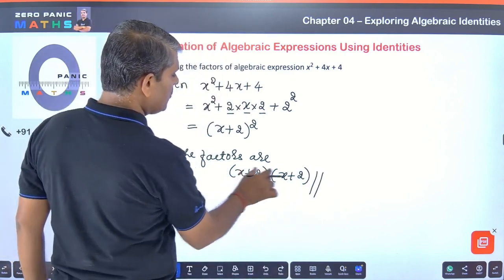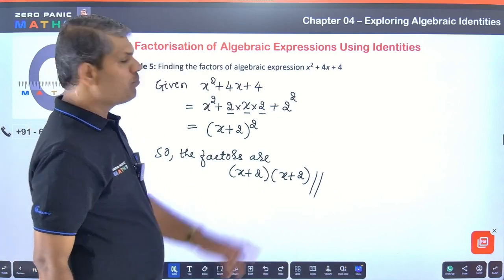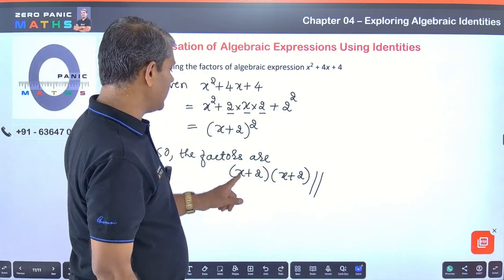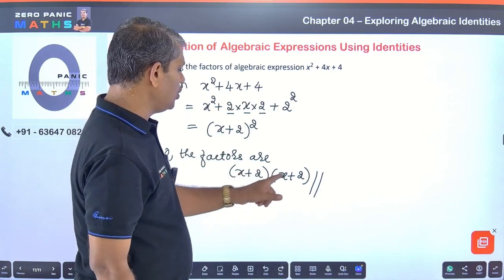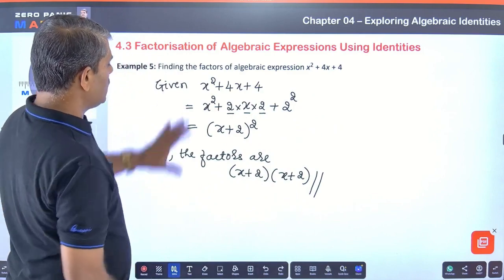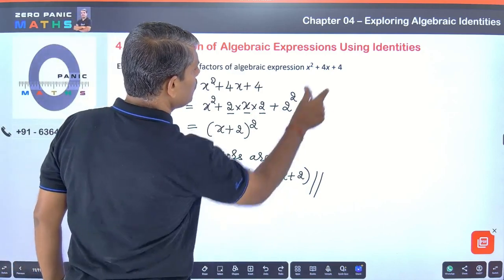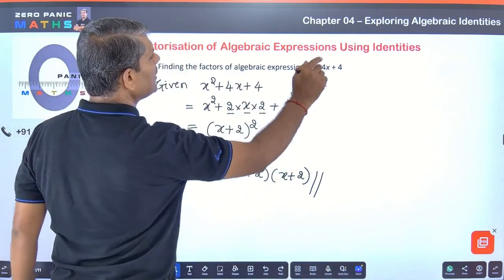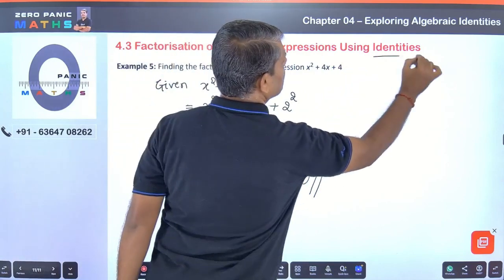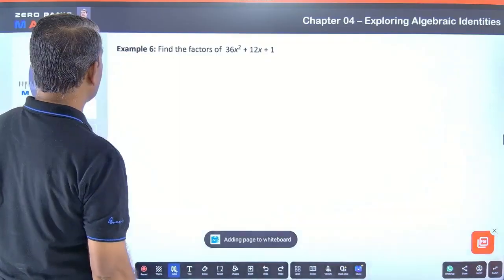If you multiply x plus 2 and x plus 2, you will get this x square plus 4x plus 4. You can do that yourself and see x into x plus 2 and 2 into x plus 2. We will do such problems in the future also. So this is how you will find the two factors x plus 2 and x plus 2 of this given expression by using the identity. This is a different method. Let us see one more example.